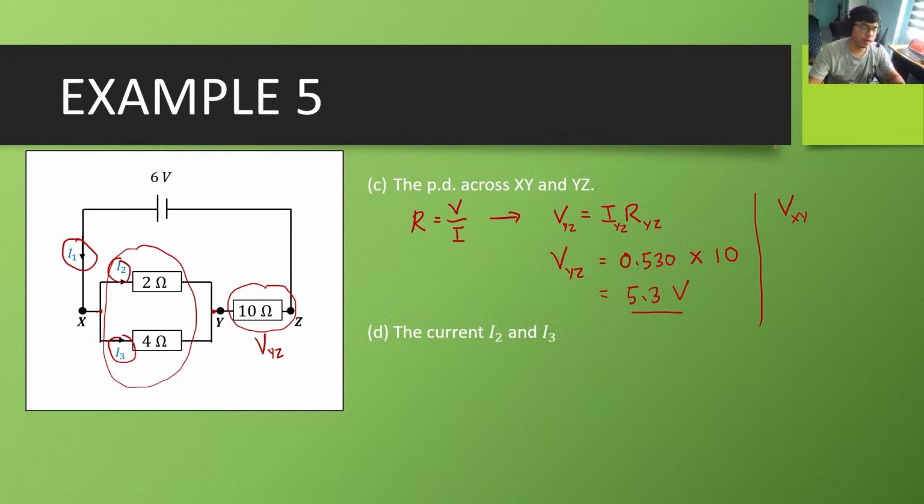Now let's do the one for VXY. There are several ways of doing this. One is using the parallel circuit rule, and the other is using the formula, and I'll show you both. So let's do the first one here. So this is the first way of doing it.